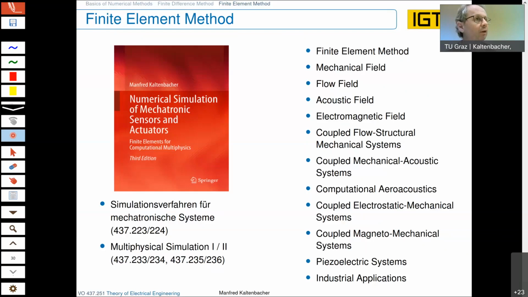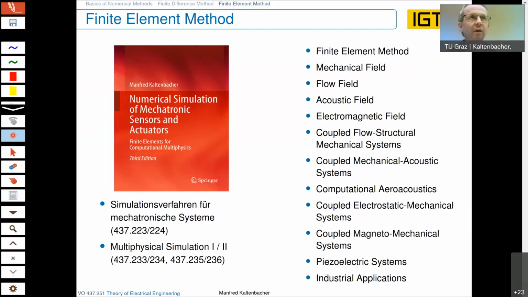So the finite element method is really the method of choice for any physical field. What I have told you is the continuous Galerkin approach. There's also a discontinuous Galerkin approach, especially if you have to solve conservation equations.